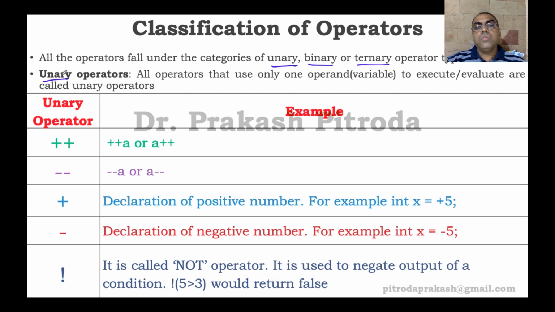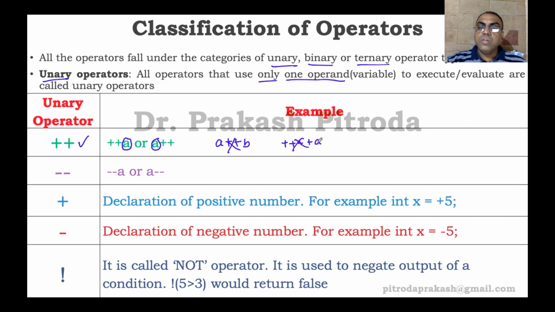Uni in Greek means one. So all these operators use only one operand to work. It means they work on a single operand. The example here is plus plus. If you say plus plus a, this is a single variable and it will work. A plus plus is working on a single variable. I cannot say a plus plus b. This will not work. I cannot say plus plus plus plus something like this either. This will also not work.